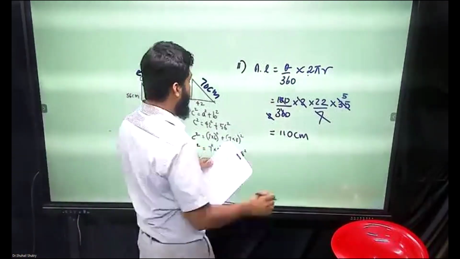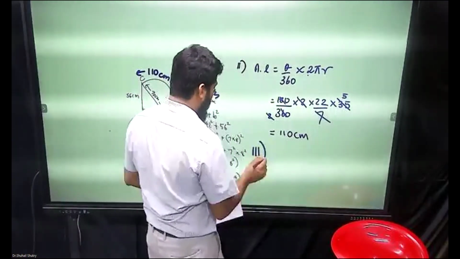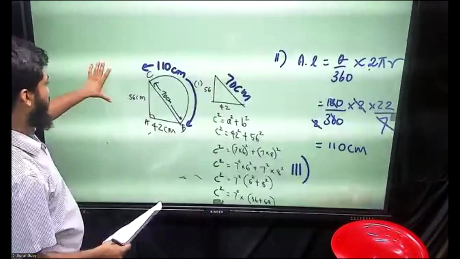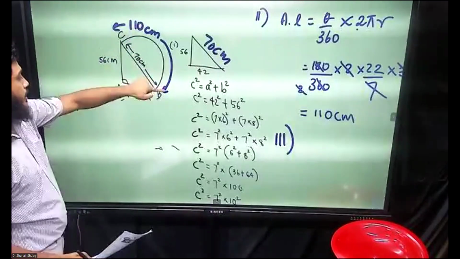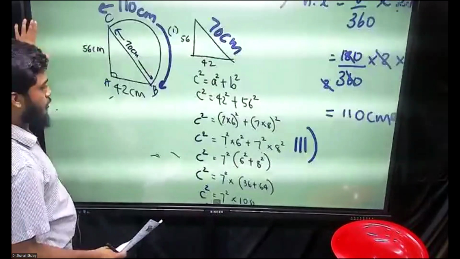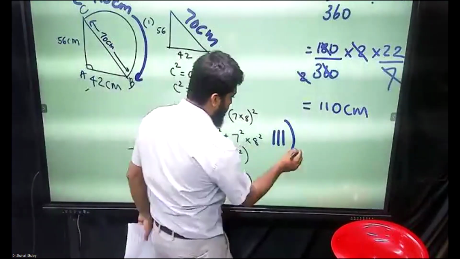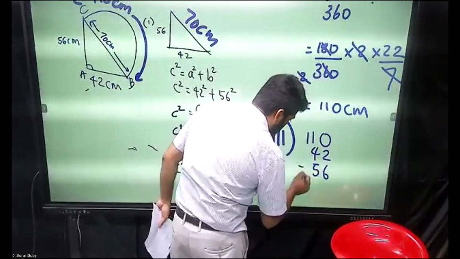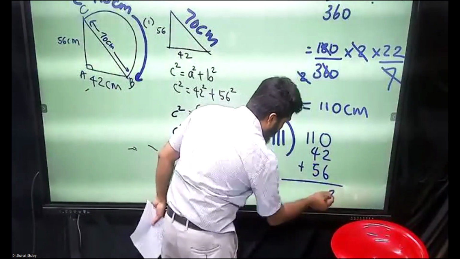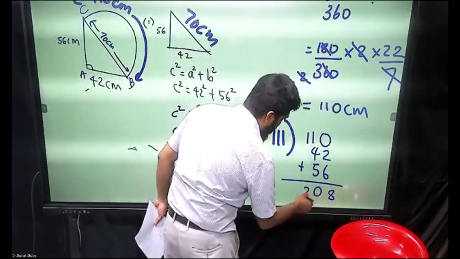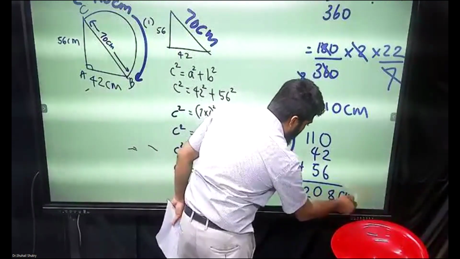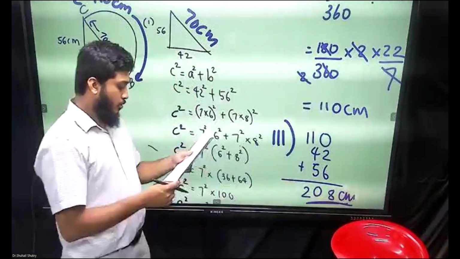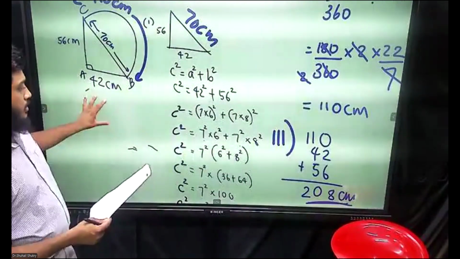Third one. Find the perimeter of the compound figure. What do you mean by perimeter? The entire length. Now this is 110, this is 42, this is 56. Just add those three: 110, 42, 56. This is the perimeter. It is 208 centimeters.